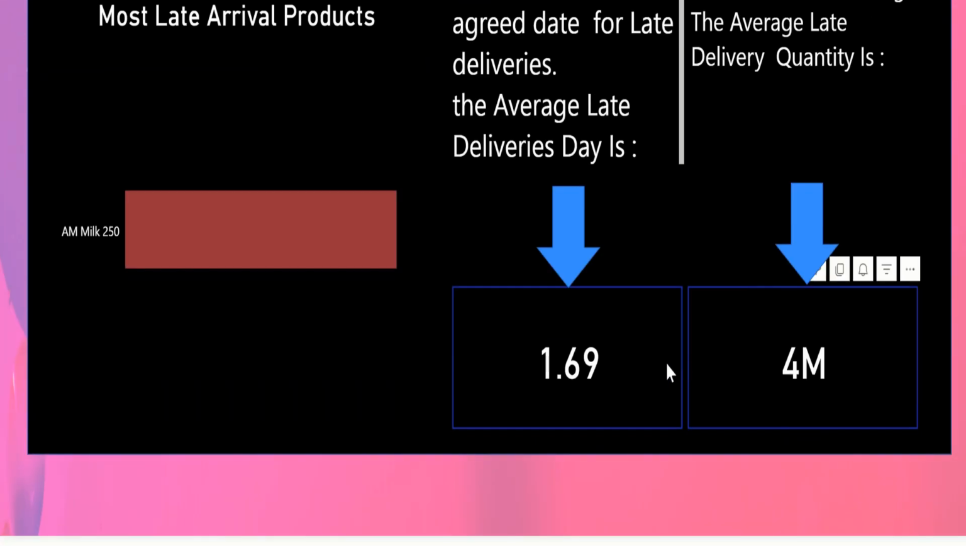So from here you can clearly see the late delivery status and everything. And I think from my dashboard you have got the idea and everything. So thank you so much.